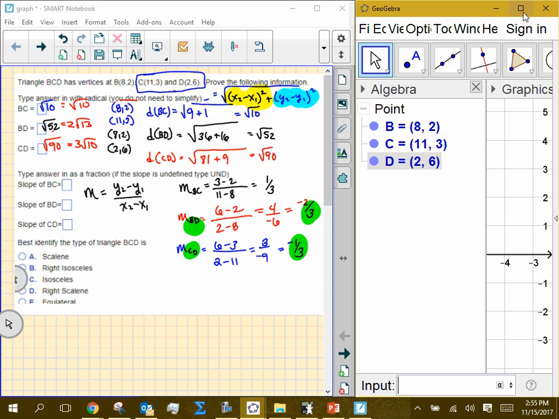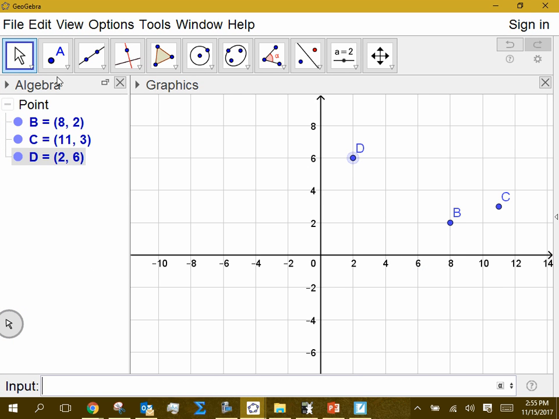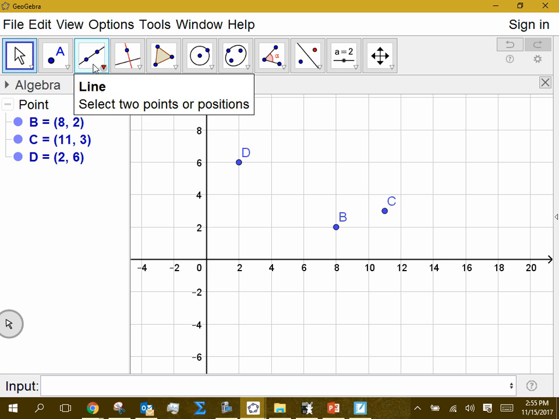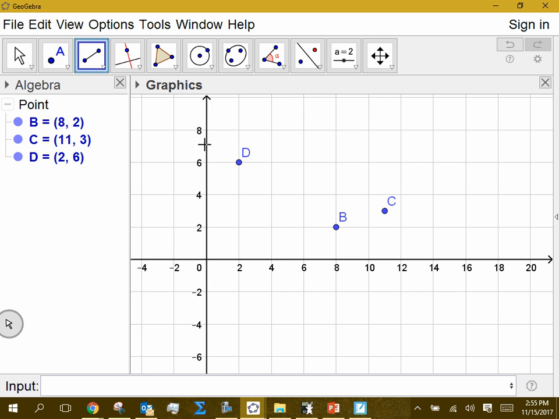The next thing we went through, and I'm going to readjust things so I can see it, so I zoom out a little bit. That's our triangle, okay? Or I guess the vertices of our triangle. The next thing we did is we took our line tool, click on that, and it broke it down to segments. Okay, so I come down to segment, choose that. And then we just clicked from B to D, and it gave me that segment, right? And I can keep doing that to find B to C or C to D.